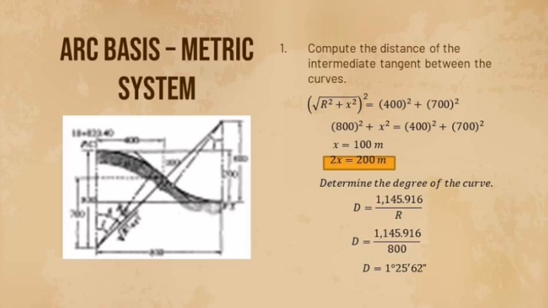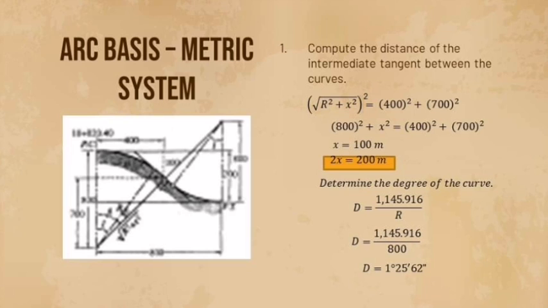The square root of r squared plus x squared equals 400 squared plus 700 squared. So again, substitute the given: 800 squared plus x squared equals 400 squared plus 700 squared, so x equals 100 meters. So, we multiply both sides by 2, so it becomes 2x equals 200 meters.